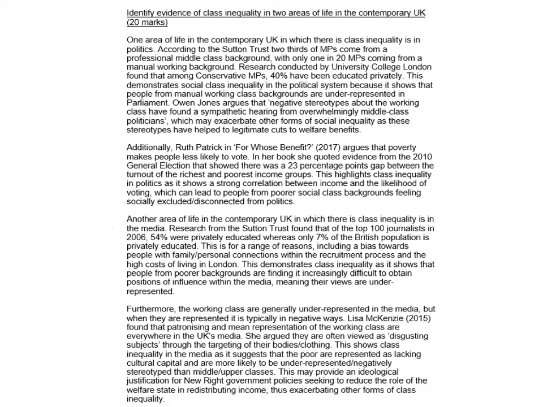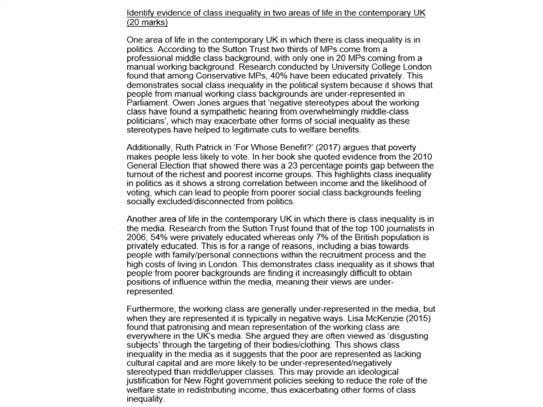and if we look at the structure of this answer together, the first two paragraphs are looking at social class inequality within the field of politics. And for each area of life, you need to look at two pieces of evidence, and you need to write a paragraph on each piece of evidence. So you need to describe the evidence of class inequality, and then at the end of your paragraph, you need very explicitly to explain how the evidence that you've just described demonstrates evidence of class inequality.